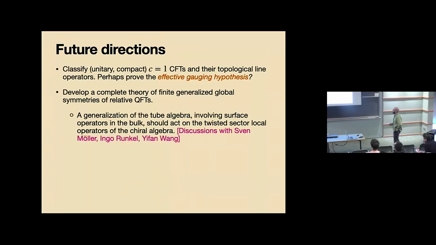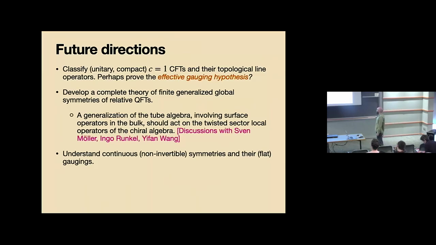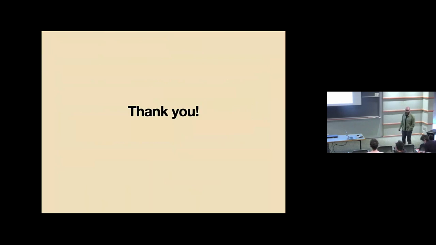For example, one thing that I didn't discuss in this talk is that topological surface operators in the bulk can also act on local operators supported on the boundary. And they should generate an algebra that's very much analogous to the tube algebra, that I think is called the dome algebra in the literature, and we're discussing these issues with various participants here. And as I tried to stress earlier, you won't be able to get away with just gauging finite symmetries, so eventually we're going to have to confront the full glory of continuous and potentially even non-invertible symmetries. So, thank you.